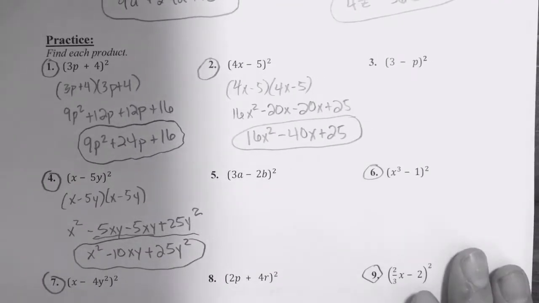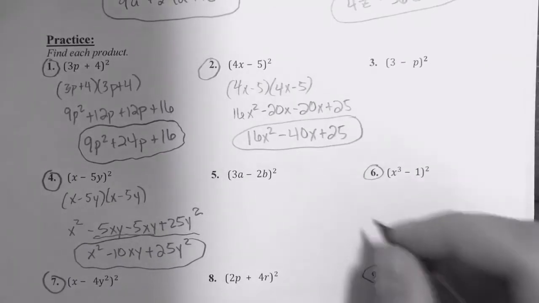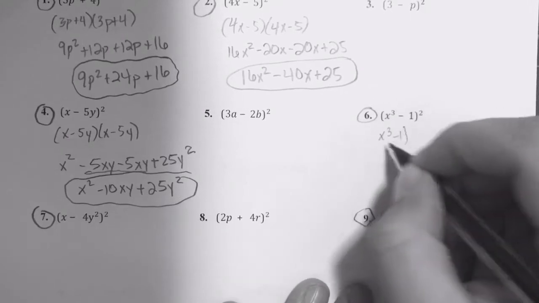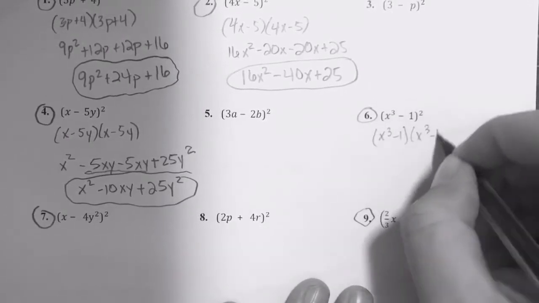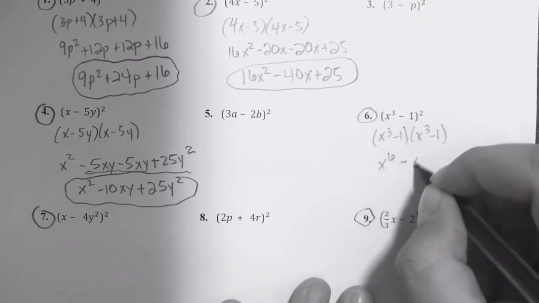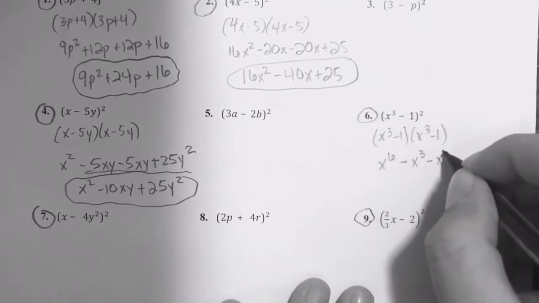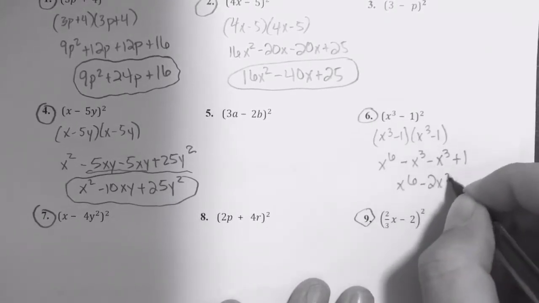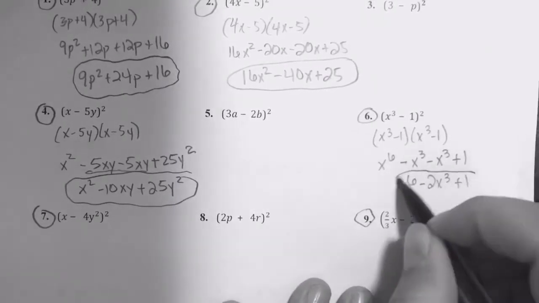All right, number 6 here. So we're going to have x cubed minus 1 twice. So x cubed minus 1, x cubed minus 1. So x cubed times x cubed is x to the 6th, minus x cubed, minus x cubed, plus 1. So we have x to the 6th minus 2x cubed plus 1.